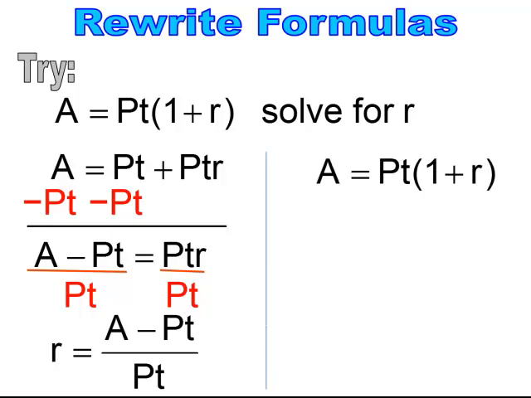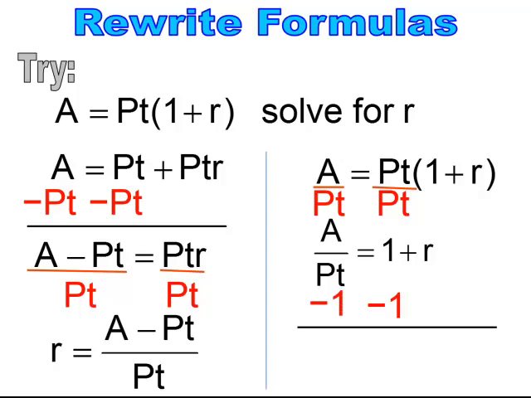Another way that you could have chosen to do this is to first divide everything by that PT. If you chose to do that first, then you would end up with A divided by PT equals the 1 plus R. And now you would subtract 1 from both sides, and you would get R equals A divided by PT minus 1. So both of these solutions would be correct. So there's more than one way to solve a formula.